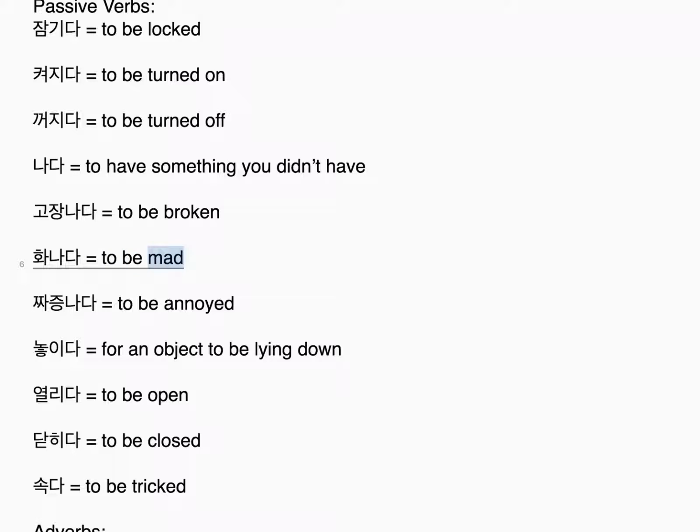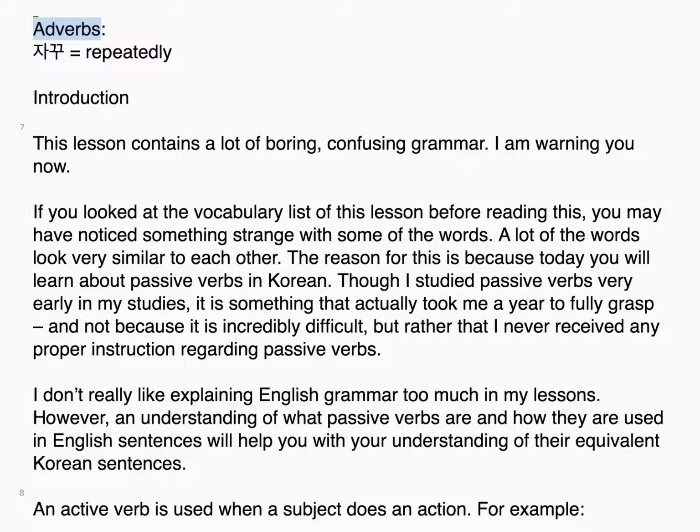화나다, to be mad. 짜증 나다, to be annoyed. 놓이다, for an object to be lying down. 열리다, to be open. 닫히다, to be closed. 속다, to be tricked. Adverbs: 자꾸 equals repeatedly.